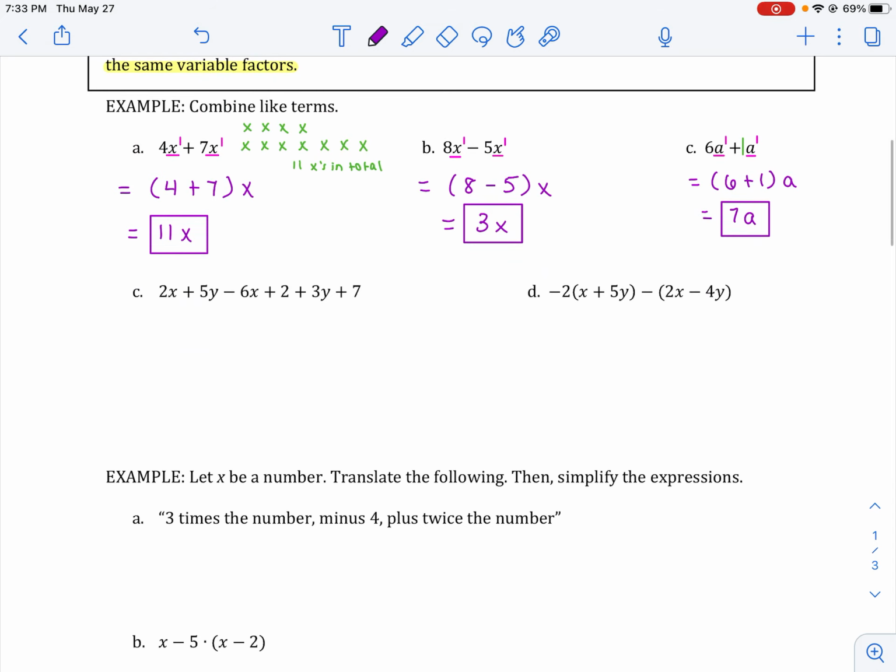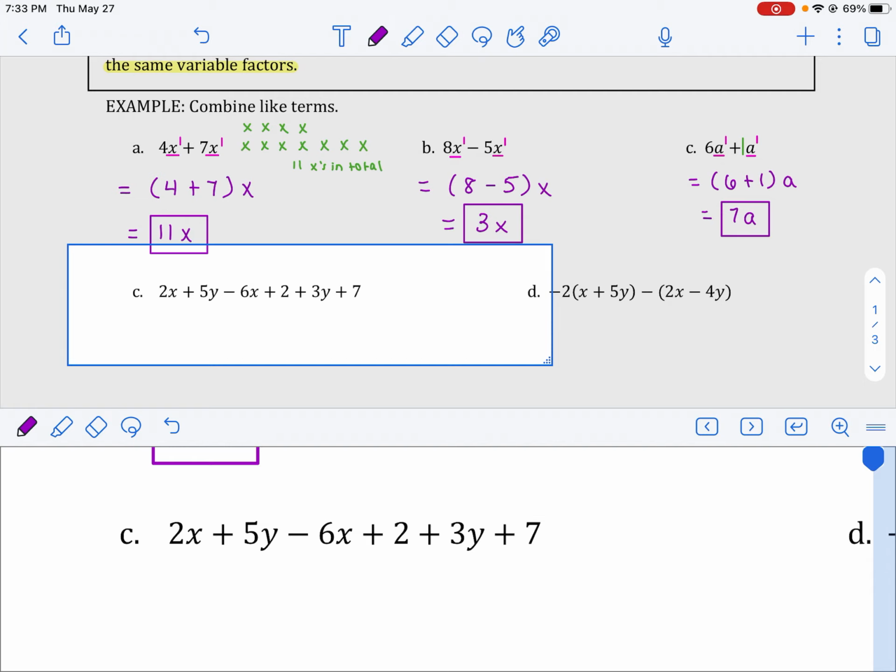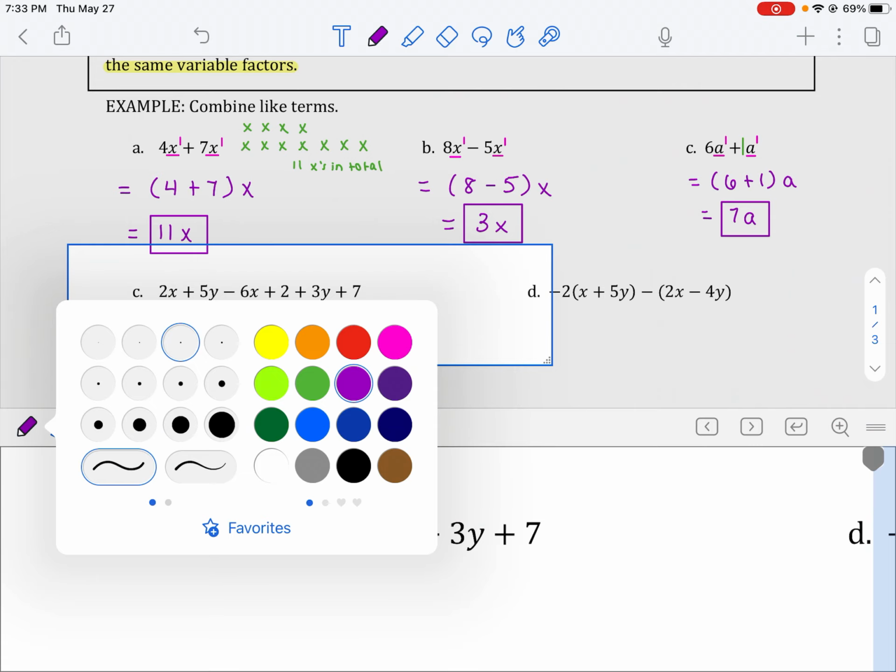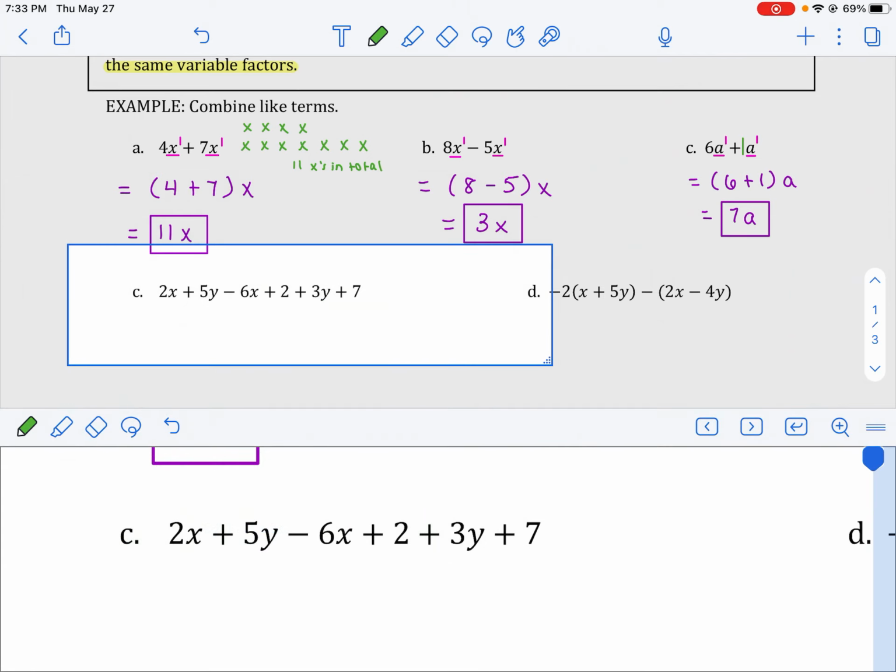On the next one, it's a little bit more complicated. They've added in a lot of variables and additional terms. So I use shapes to help me keep track of things that are considered like terms. I'm going to begin by looking at the x's. So I've got a 2x, and it's x to the first power, and then we've got a negative 6x, which is also to the first power. So those are considered like terms.